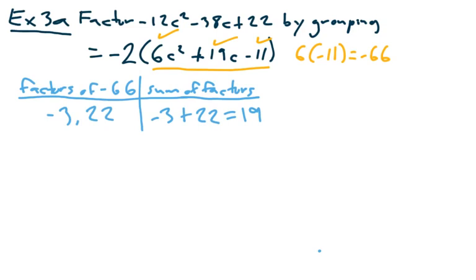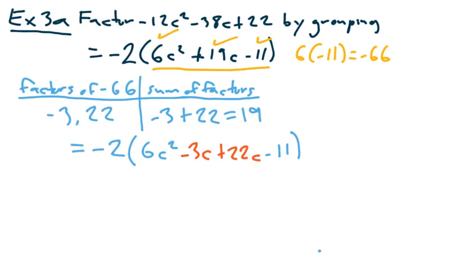So when I factor by grouping, I will split the middle term using these 2 coefficients. Now I want to be very, very careful. It's easy to say, oh, I'll remember the 2. I'll remember to put it back later. But I always forget. So I'm going to leave the negative 2 times the parentheses, 6c squared, split up the middle term using the 2 coefficients you've come up with, negative 3 and positive 22, and then finally at the end of negative 11.